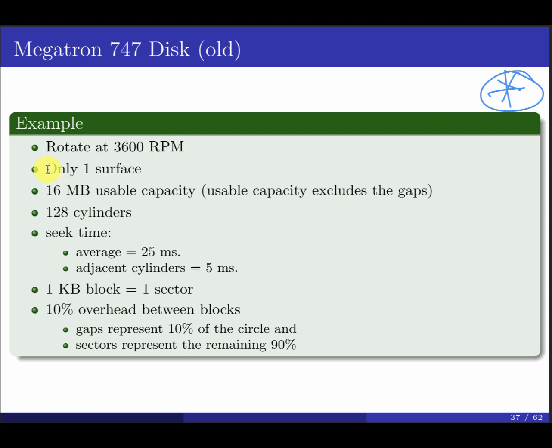This is an example. Assume that we have one surface. That means we have one platter, one surface. I know it's a weird example. Generally speaking, a disk has up to 3 to 5 platters, and each of them has two surfaces. But here, just to simplify, I come up with a weird example: we have one platter and only one surface, so there are no two surfaces. Good. And we said here the usable capacity is 16 megabytes. Okay, I give you the usable capacity of the system that we have here.